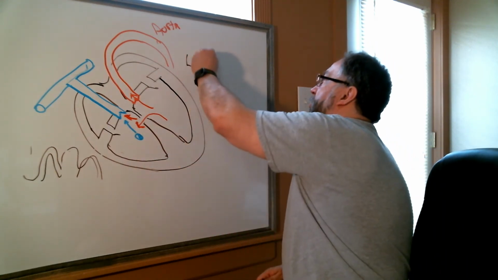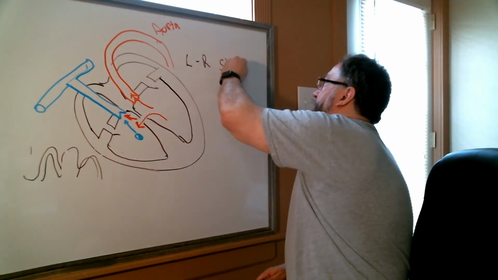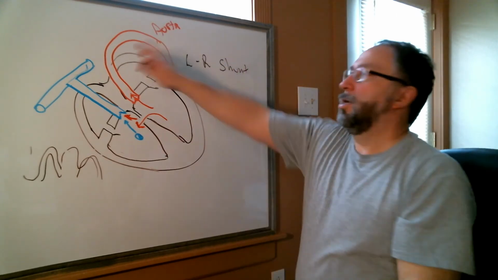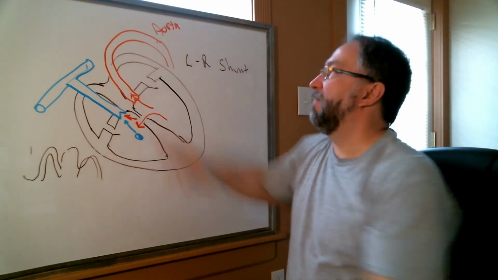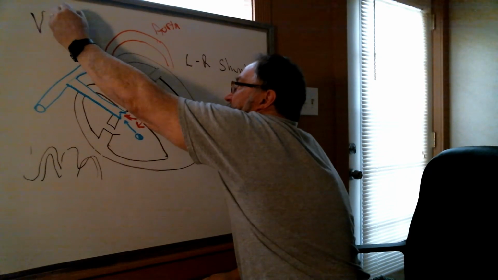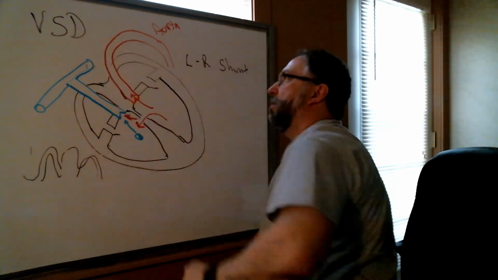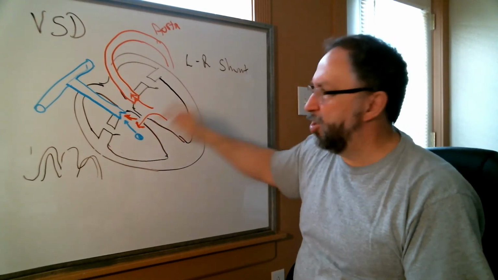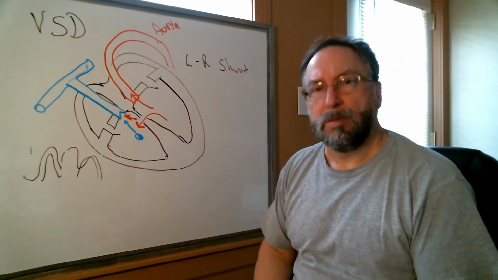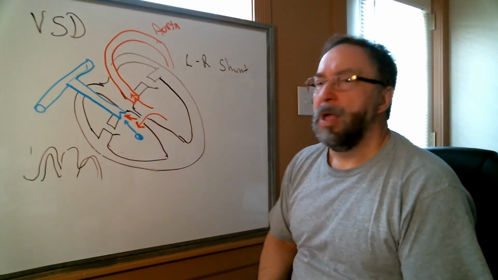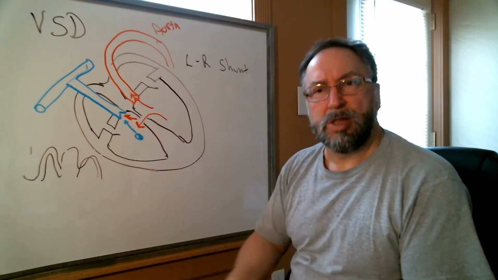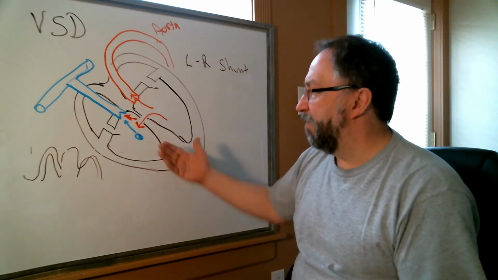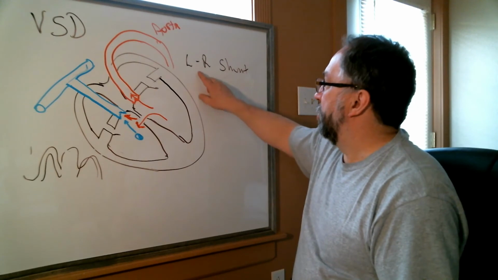Left to right shunt is what you get with the ventricular septal defect. And we're talking about ventricular septal defect, right? That's what we're talking about. Left to right shunt is what they get. Left to right shunt is not all that dangerous, especially if it's a smaller hole. But if it stays there, it can cause this problem of increasing your pressure.